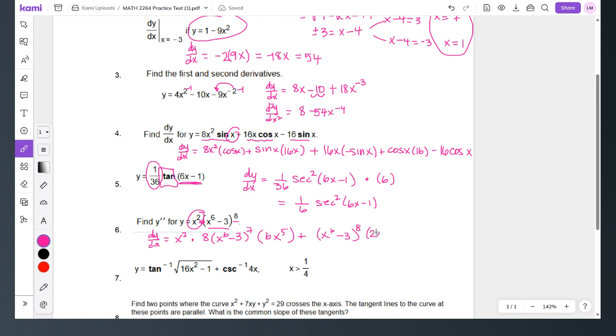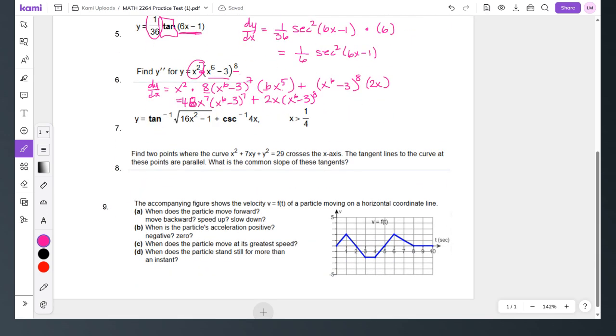And then we could clean this up, so this would be 6x to the 7th, 48 when I put those two together. So 8 times 6 is 48. X squared times x to the 5th is x to the 7th. And then I will leave x to the 6th minus 3 to the 7th plus 2x, x to the 6th minus 3 to the 8th. And then you could do product rule again. You have some options, like we could simplify and then take the second derivative, but we can just do the second derivative from there. So I'll leave that for you to do.